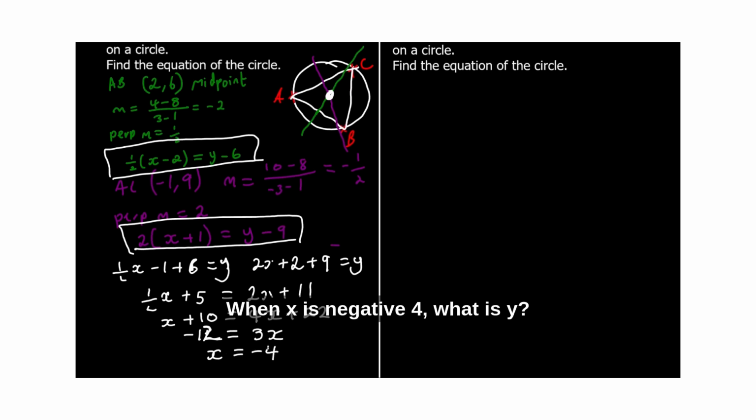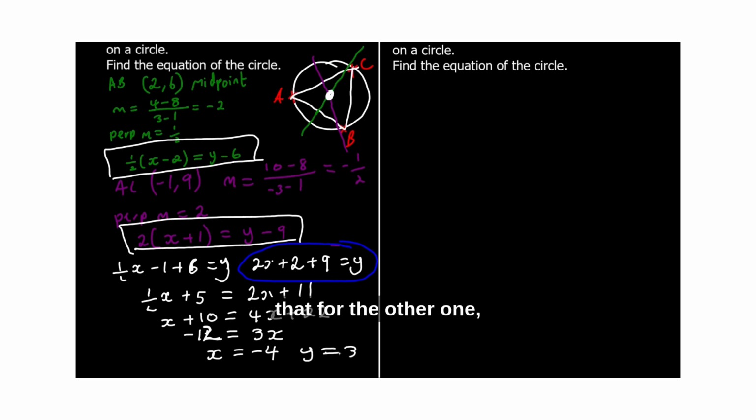When x is negative 4, what is y? Let's use this one. So 2 negative 4s are negative 8. Plus 11 is 3. So y is 3. So check that for the other one. 2 times -4 plus 1, 2 negative 3s, -6 equals 3 take away 9. So the center is at -4, 3.